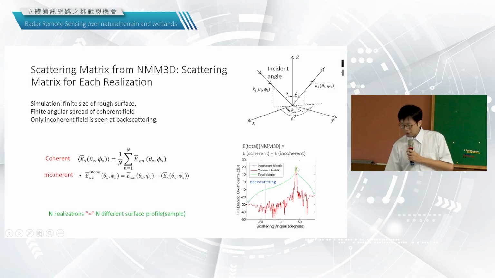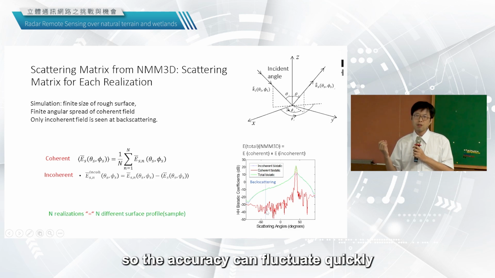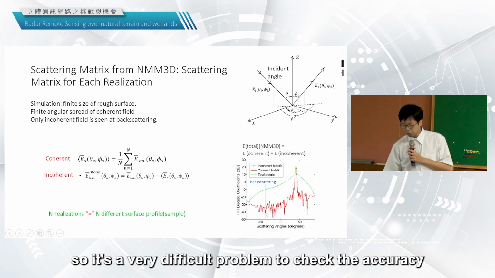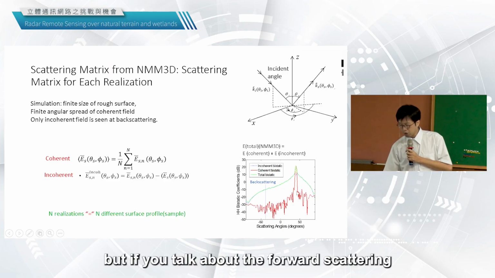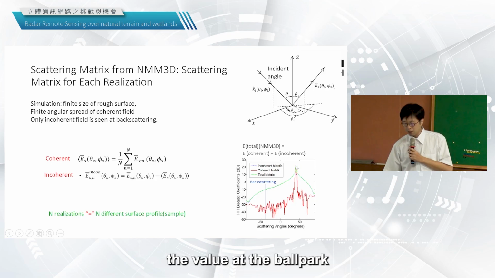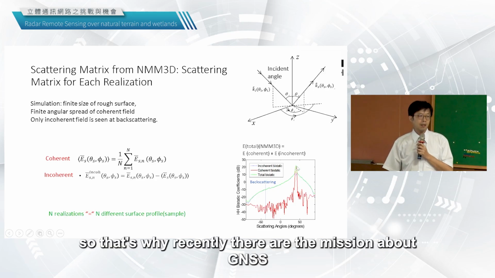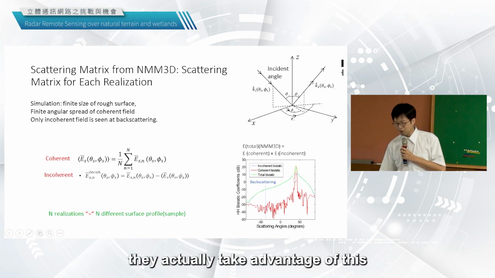So in this kind of problem you are solving a very small value, so the accuracy can fluctuate quickly. It's a very difficult problem to check the accuracy. But if you talk about the forward scattering, which is very big, you can easily get the value at the ballpark. So that's why recently the missions about GNSS actually take advantage of this.